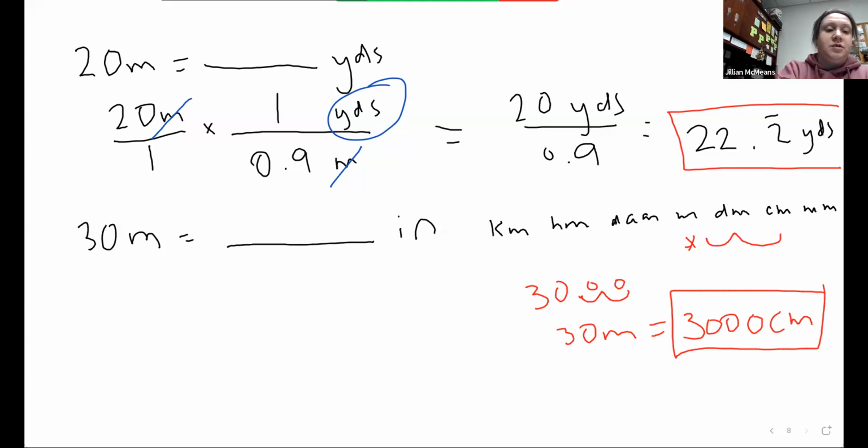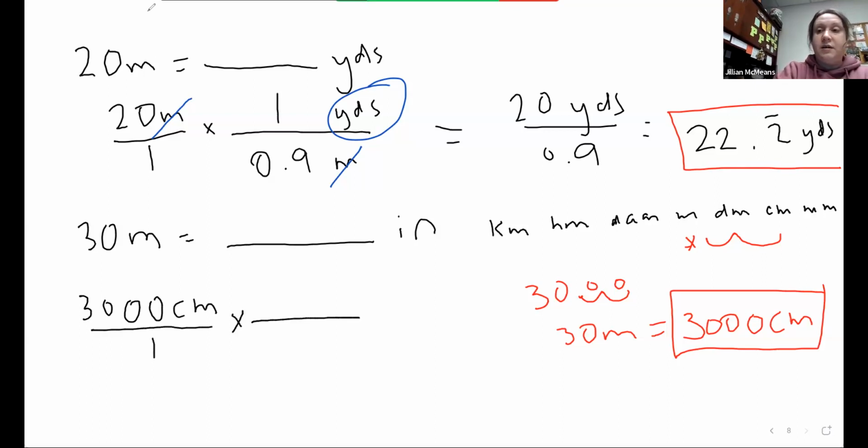Okay, so I'm going to take my 3,000 centimeters. I'm going to put it over 1. And now I need to find a conversion that takes me from centimeters to inches. So let's go back to the conversion sheet.